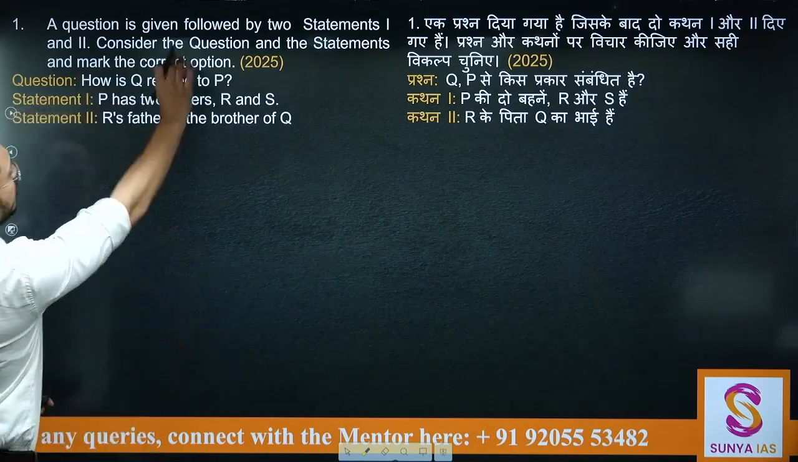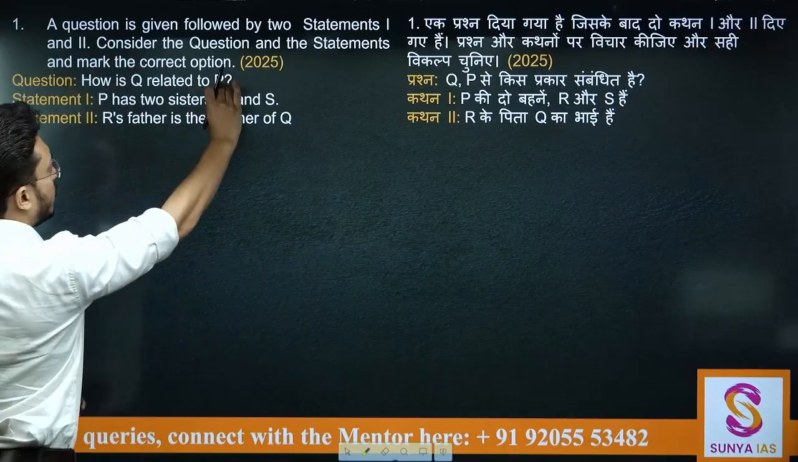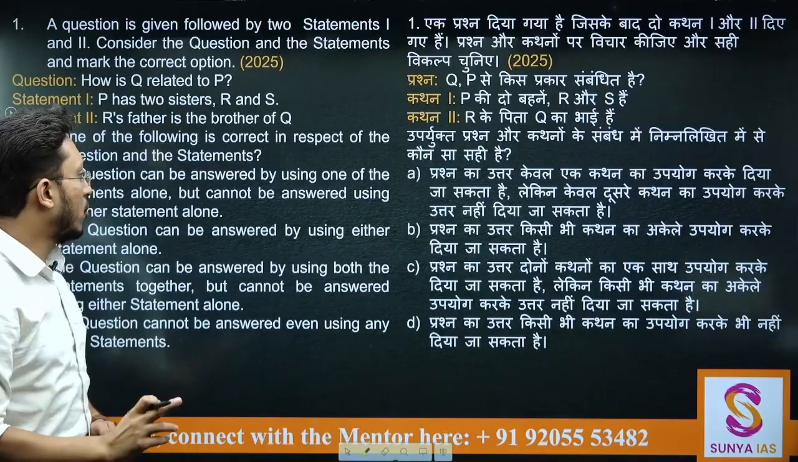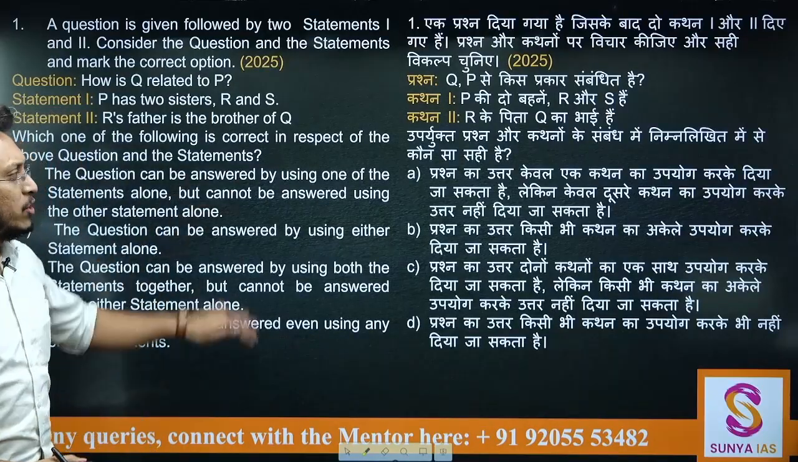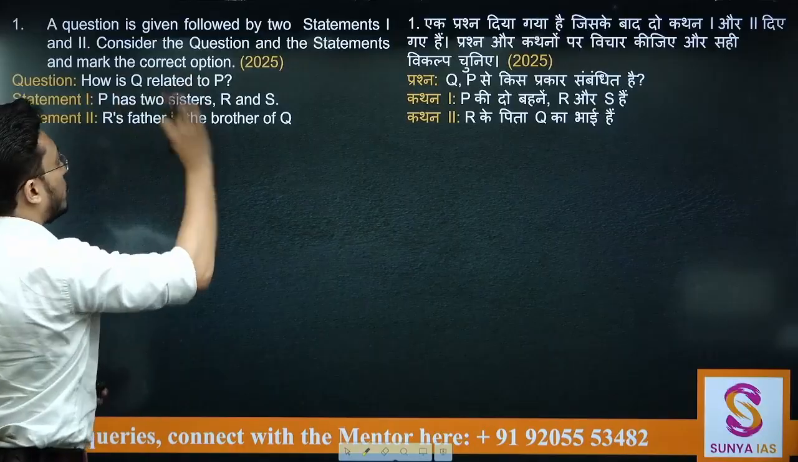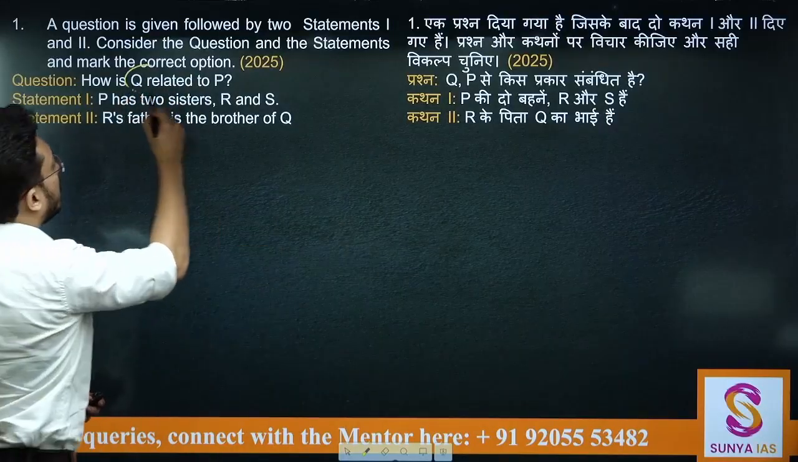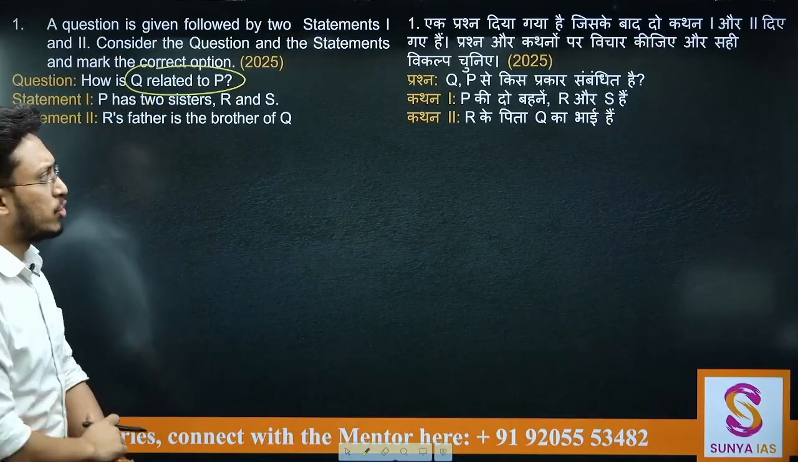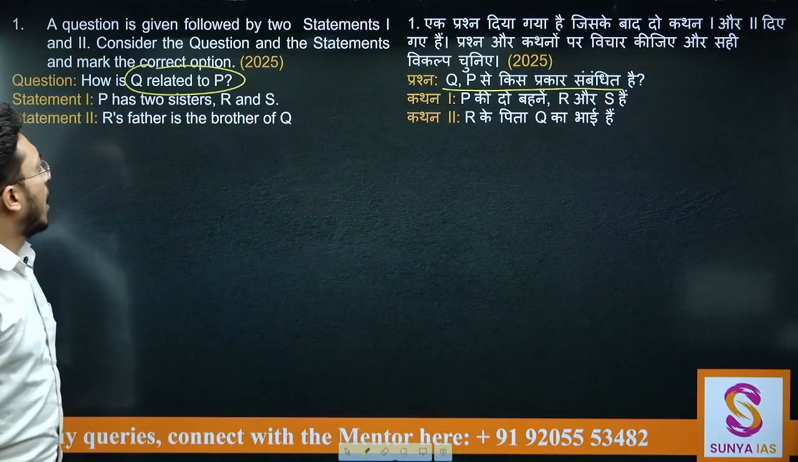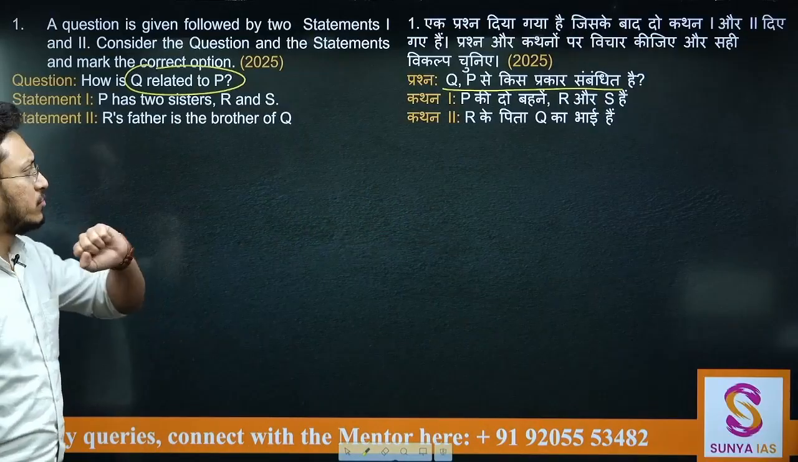So a question is given, let's say this is the question, and two particular statements are given. We are supposed to find out which of the statement can be used to solve this particular question. How is Q related to P? We need to find the relation of Q with respect to P. तो Q का P के साथ किस प्रकार से संबंध है वो हमें बताना है. अब there are two statements given.